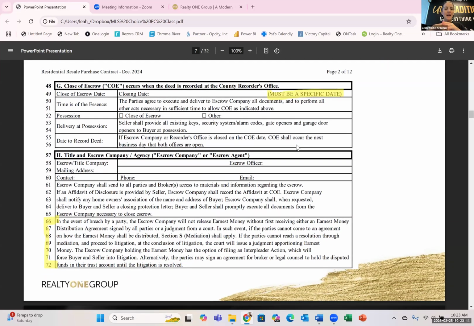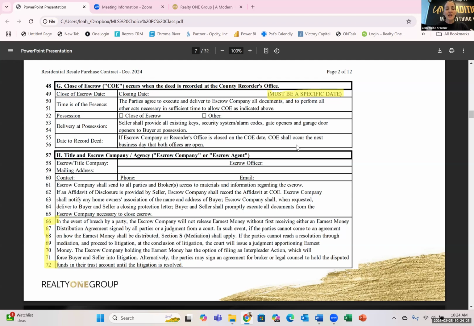So a couple of things. Again, close of escrow information, it explains it occurs when the deed is recorded at the county recorder's office. When possession is going to occur, time is of the essence, and what they're getting at close of escrow. But what I love is where it says close of escrow date, and then it says in parentheses, must be a specific date. I see so many contracts that still use on or before. No matter how many times brokers and AAR have instructed you not to use on or before, agents still do it. So I like that this is highlighting the fact that you can't put on or before here or any vague terms. It needs to be a specific date.